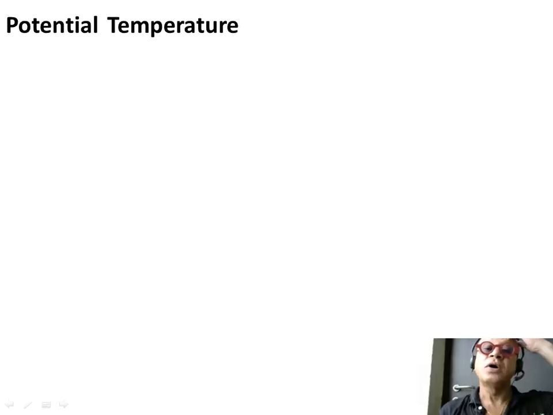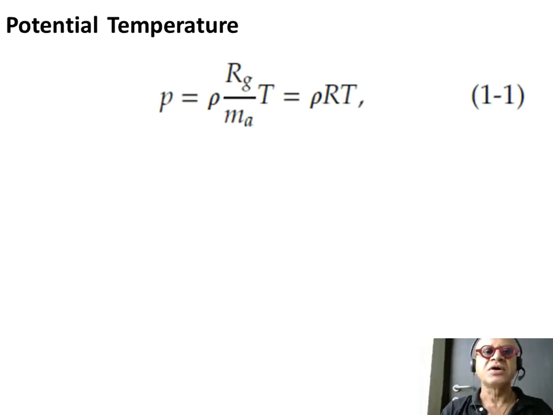Okay, so I mentioned potential temperature and showed a figure. We'll see how potential temperature comes about. We already said what it is. Basically, you move the air parcel to a reference pressure and see what its temperature is with respect to the reference pressure. Going back to our ideal gas law, we had P equals rho times Rg divided by Ma.